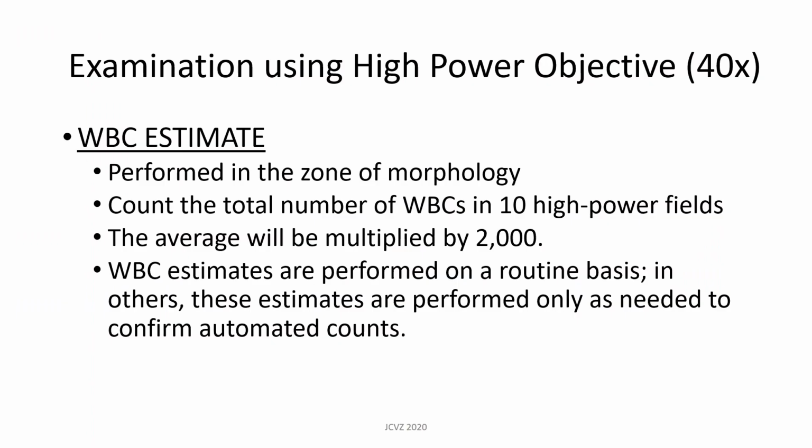Next, we have our WBC estimate. Our WBC estimates are performed by using the high power objective of our compound bright field microscope. It has a magnification of 40 times, and WBC estimates are usually performed in the zone of morphology. Okay, so all cell estimates, cell identification, they are performed always in the zone of morphology.